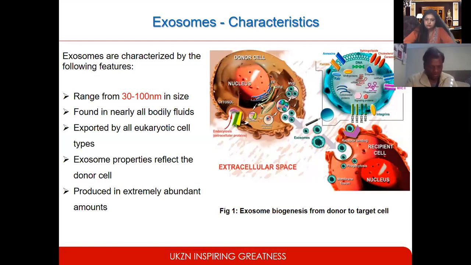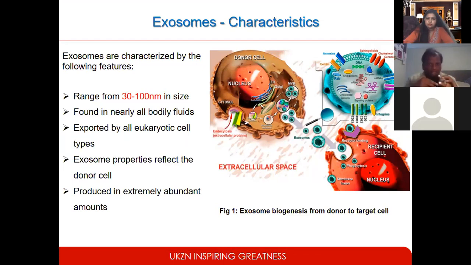Okay, now I'm sharing the exosome characteristics. What is the exosome, and how can we distinguish it from other things? For example, a cell has different components, like the nucleus and cytosol, but the exosome has different properties from the cell surface. The exosome size is 30 nanometers to 100 nanometers, and it is mostly found in body fluids like blood, urine, saliva, and milk. Whatever body fluid there is, we can find exosomes there. They are exported by all eukaryotic cell types.